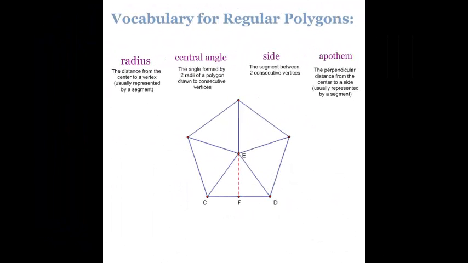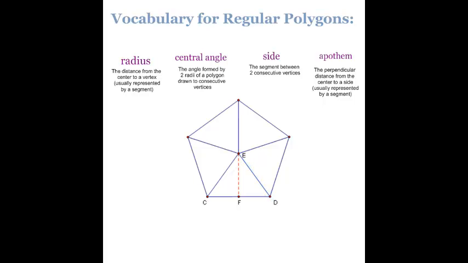First, we need to take a look at the vocabulary used for regular polygons. Some of this is new and some of it is old, so let's get started. First is the radius, and the radius of a polygon extends from the center of the polygon to a vertex. Usually this is represented by a segment. It kind of looks like the spokes on a wheel.